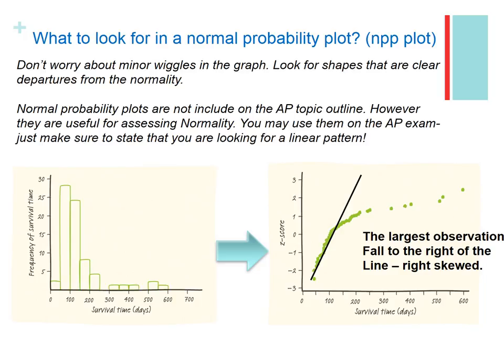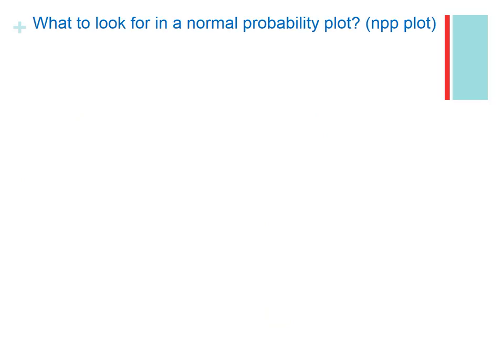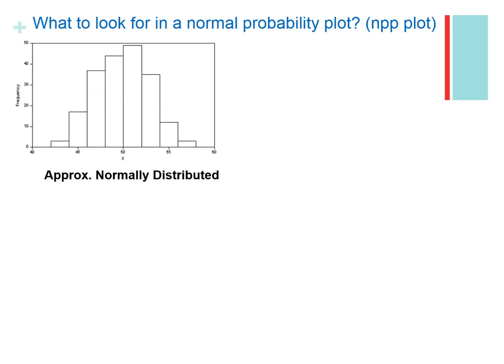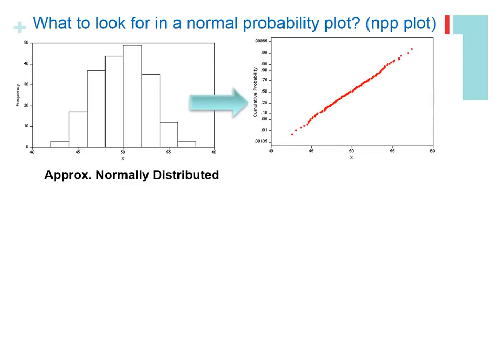Okay, so I have a lot that are in really high percentiles. So that sort of shows us that it's not approximately normally distributed. Okay, so what do I want to look for? Let's take a look at this approximately normally distributed graph.